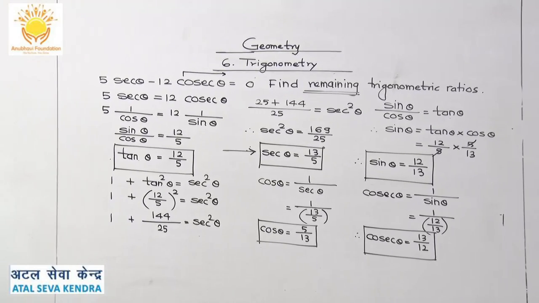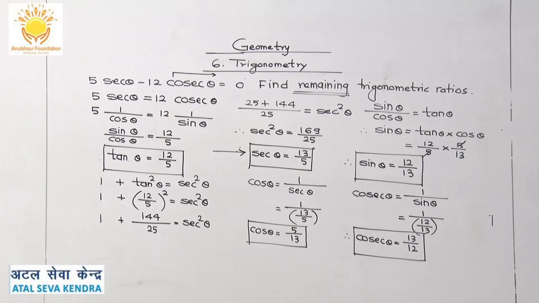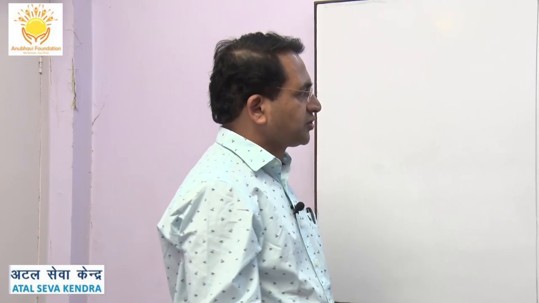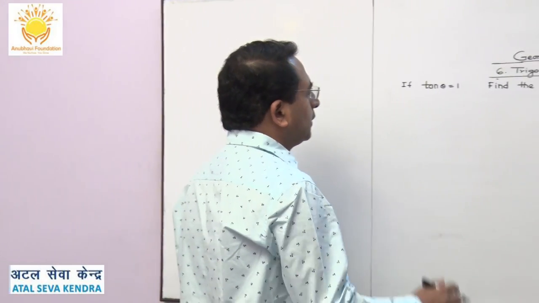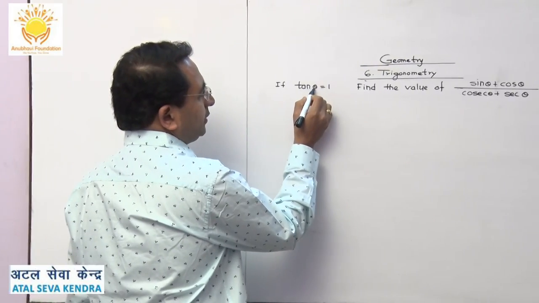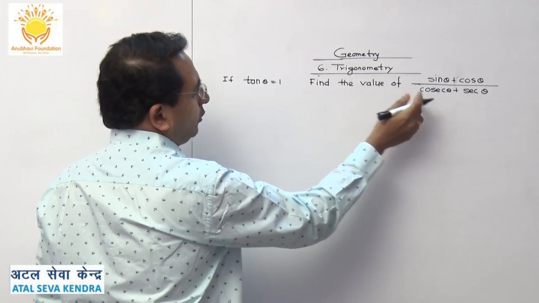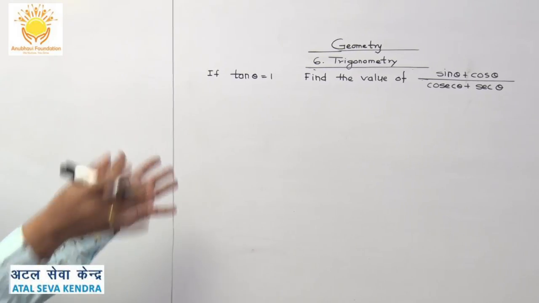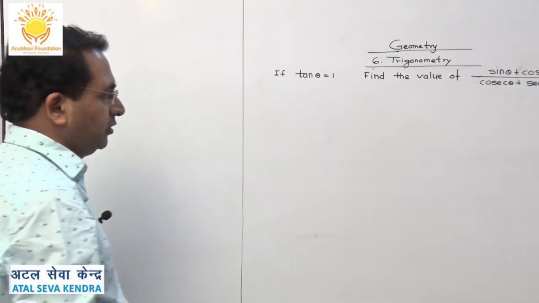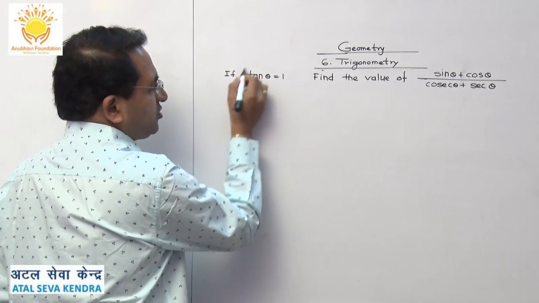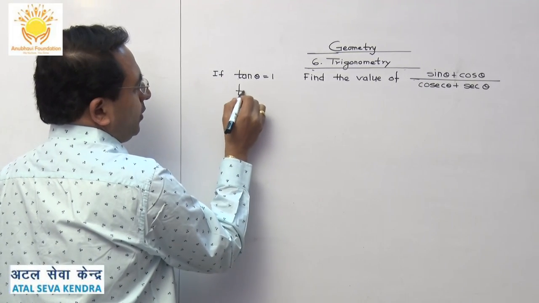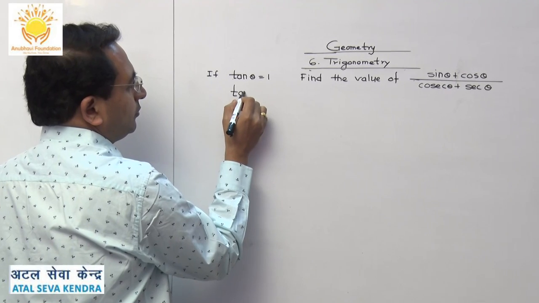Let us take one more sum which is also important from the exam point of view. Now, tan of theta is 1, find the value of this. This is not the earlier question, where you were supposed to find all trigonometric functions; be specific. In this particular question, tan of theta is 1. Last year you had some trigonometric tables.